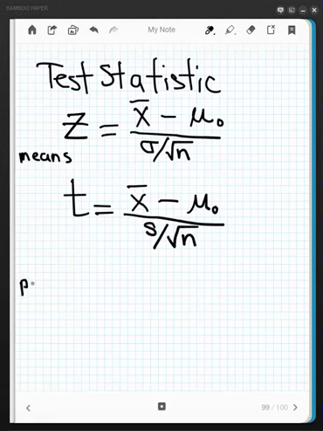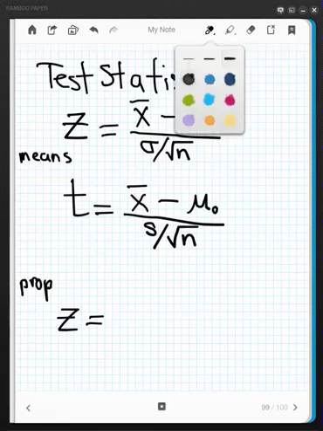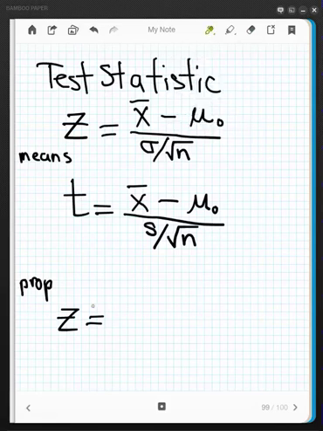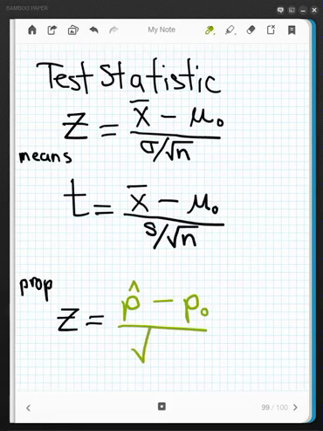If we're looking at a proportion, it's still a Z, because proportions, p-hats, are distributed with a normal distribution. So with a proportion, will it look like an X bar? No, it will not look like an X bar. It will look like, and let's make this one in a different color so we really see how different it is, our p-hat minus our p naught, the proportion under the null hypothesis, divided by the standard error.